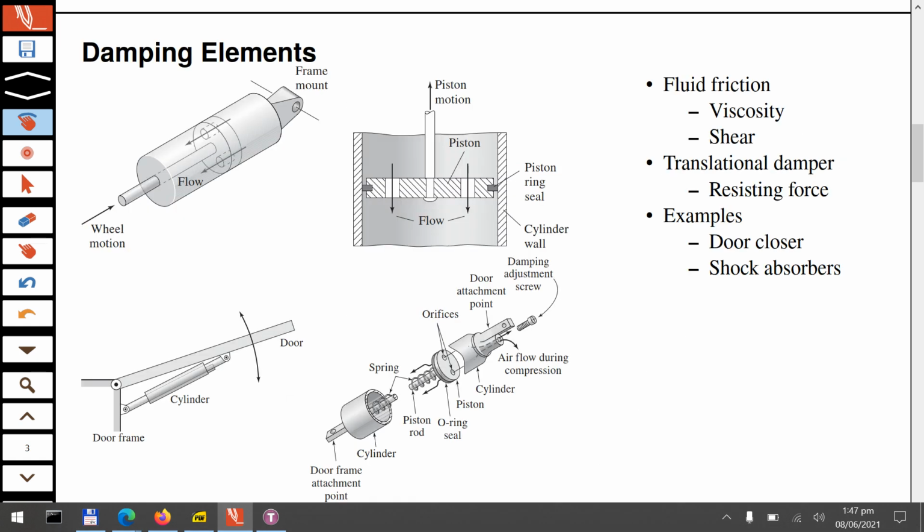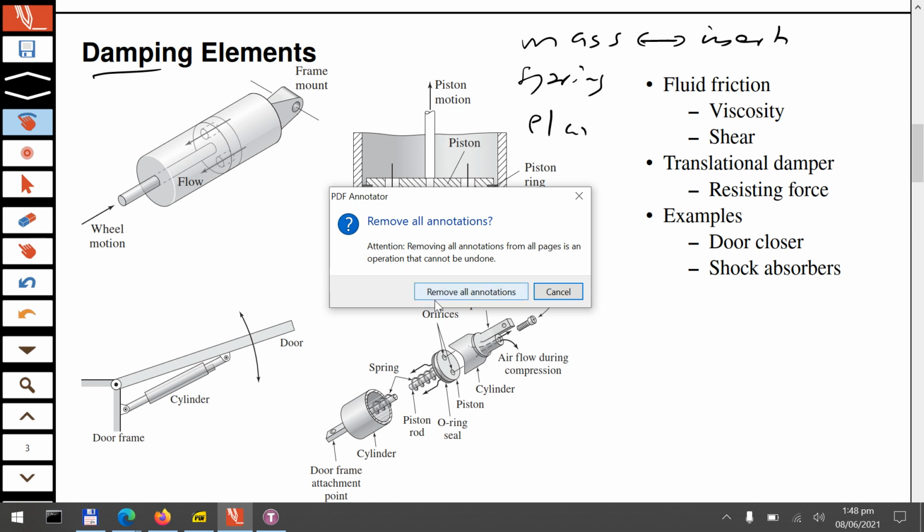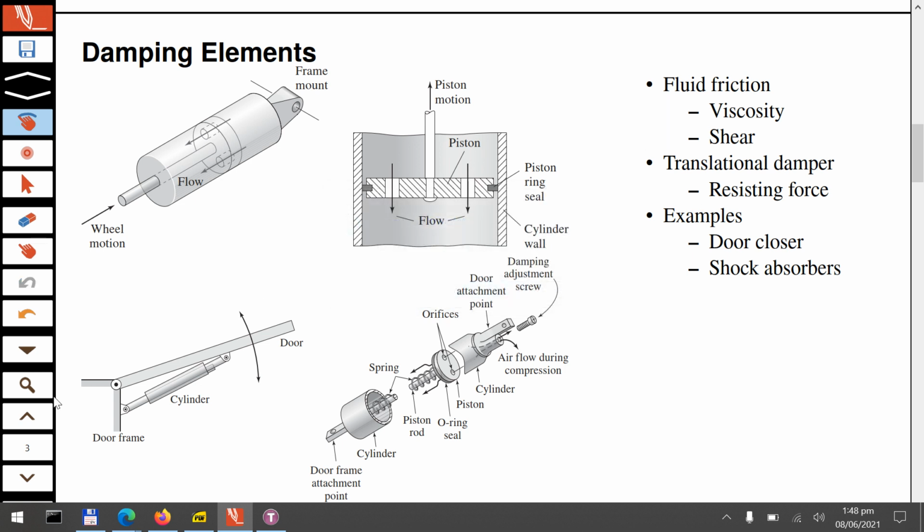So that brings us to the topic we are going to discuss today, and that is the damping elements. So far we have discussed mass or inertia, then the spring elements, or elastic elements, and now we'll discuss the damping elements. A damping element is used particularly for fluid friction.